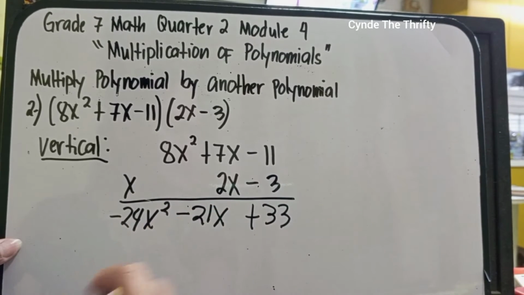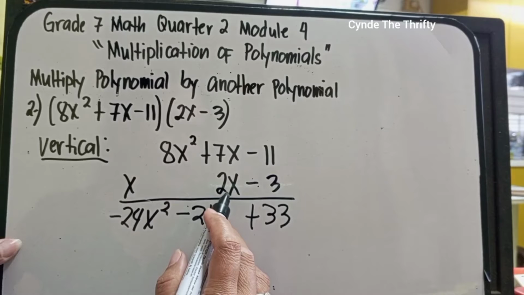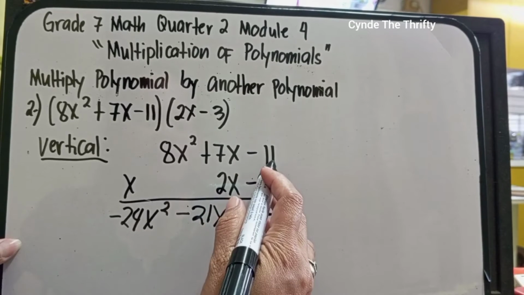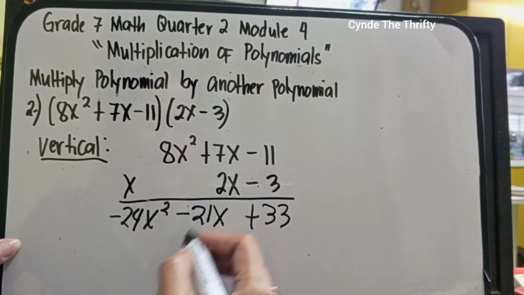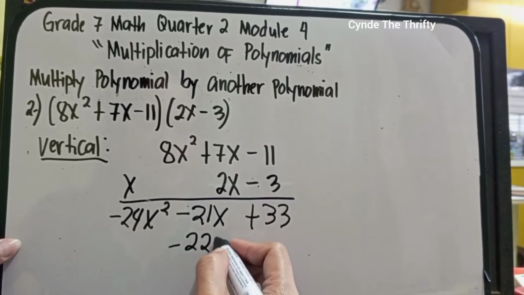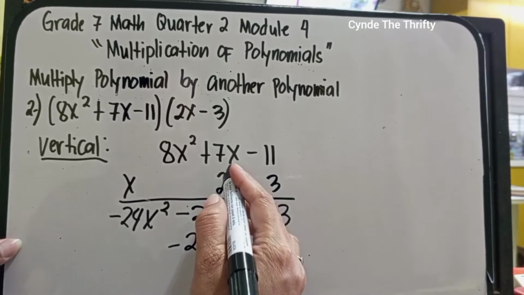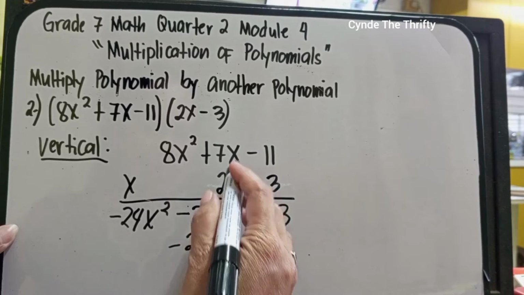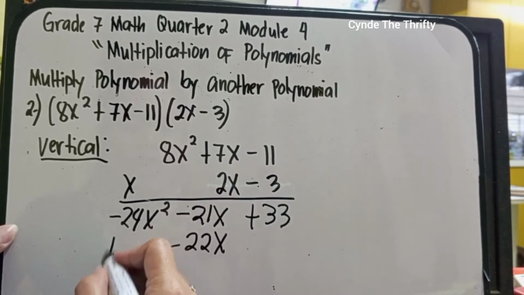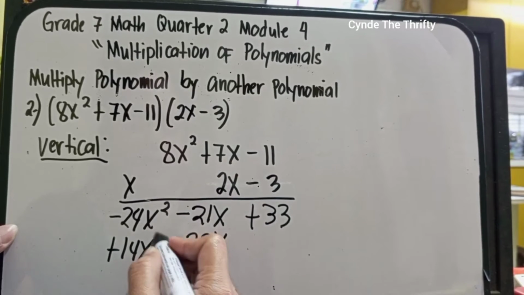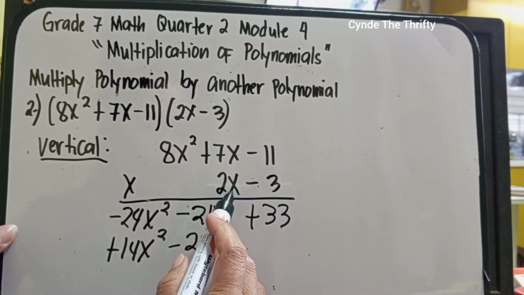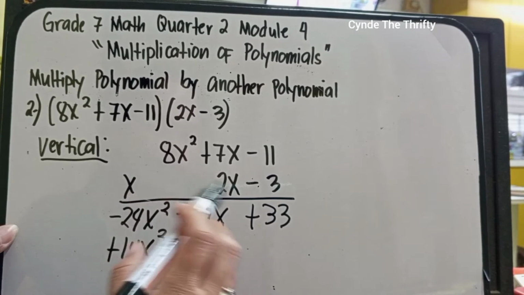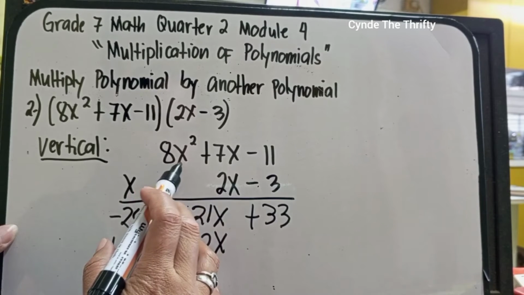And then, si 2x naman. So, 2x times negative 11. So, 2 times 11 is equal to 22, negative 22x. 2x times 7x, so 2 times 7 is equal to 14, and x times x is equal to x squared. So, plus 14x squared, and then 2x times 8x squared. So, 2 times 8 is equal to 16, x times x squared is equal to x cubed.